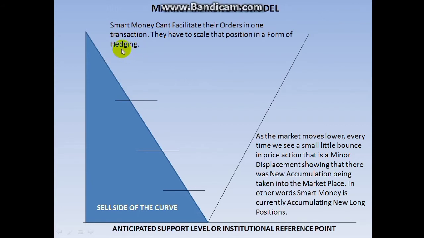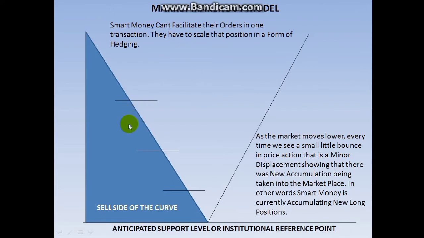Okay, so when we see such short-term rallies in price in a declining market, in a bearish market, we know immediately that smart money are currently accumulating. Okay, they are currently accumulating long positions. That is what is going on right there during a market decline.